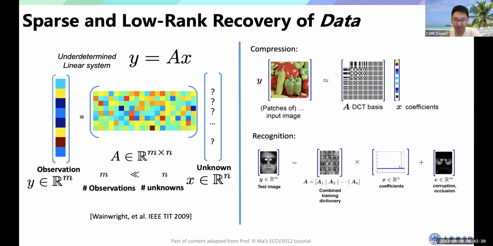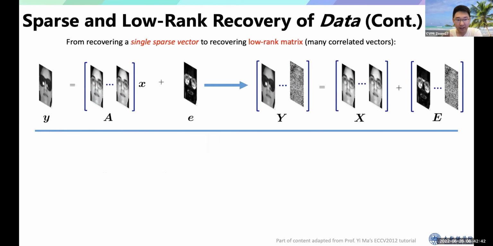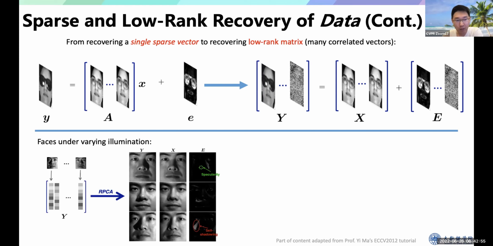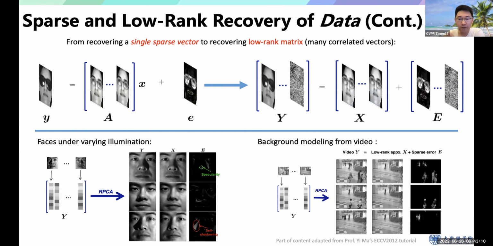training dictionary. And this simple idea of sparse recovery of a vector can be generalized to many other types of low-dimensional structure. For example, when we want to recover many correlated vectors, that is a low-rank matrix, and we can formulate it as a robust PCA problem. We can recover the face under varying illumination, or recover the background images from foreground motions.